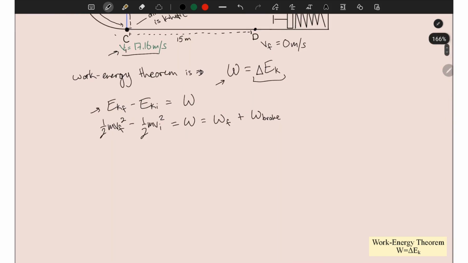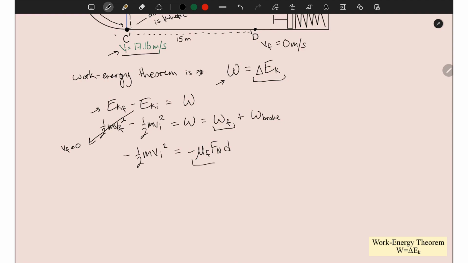Now let's just continue adding things in here. We know that our V final is 0, so I'm just going to cross this out and say V final is 0, so this whole thing is going to be equal to 0. Just going to rewrite our negative 1/2 mv initial squared. We need that, absolutely. Now the work done by friction is going to be negative mu Fn times the distance over which that force acts.